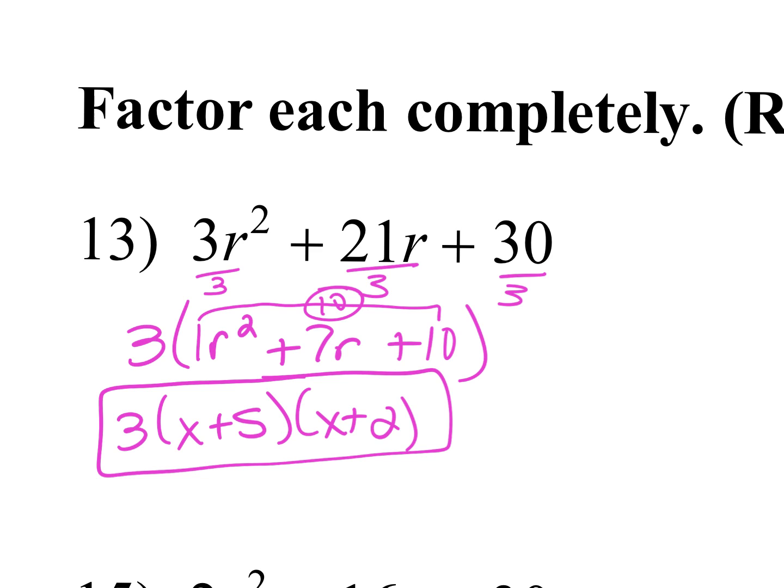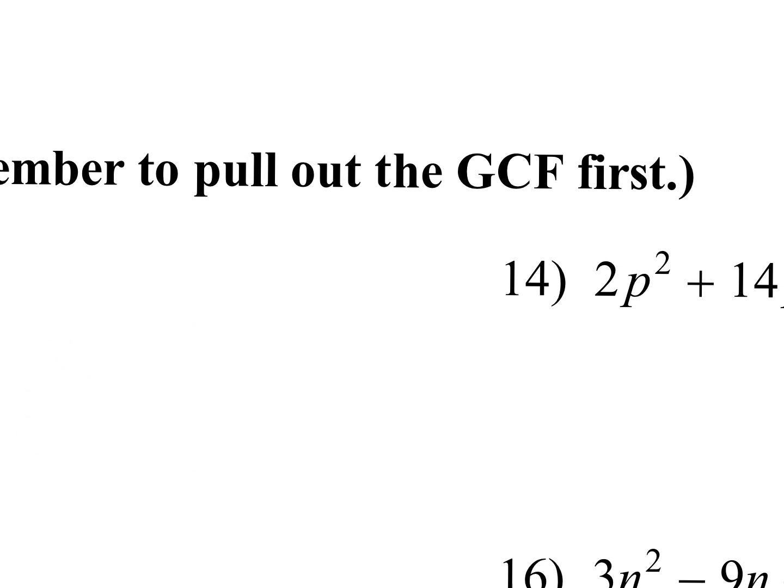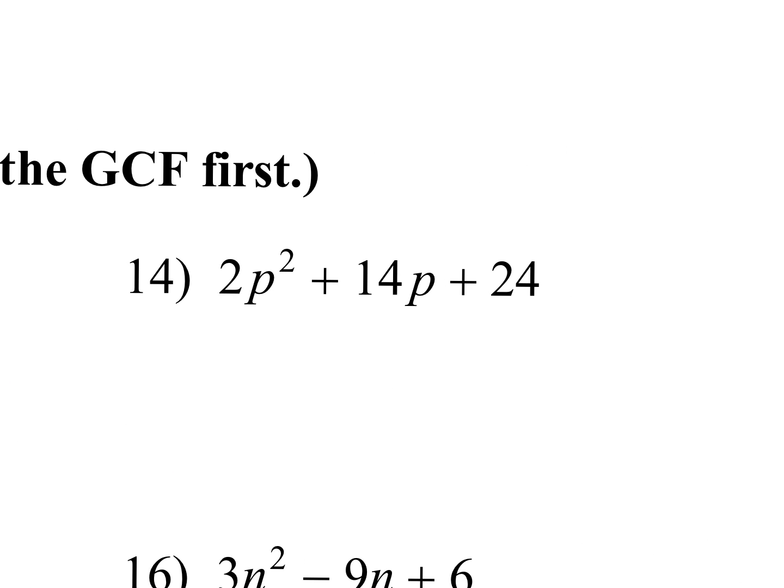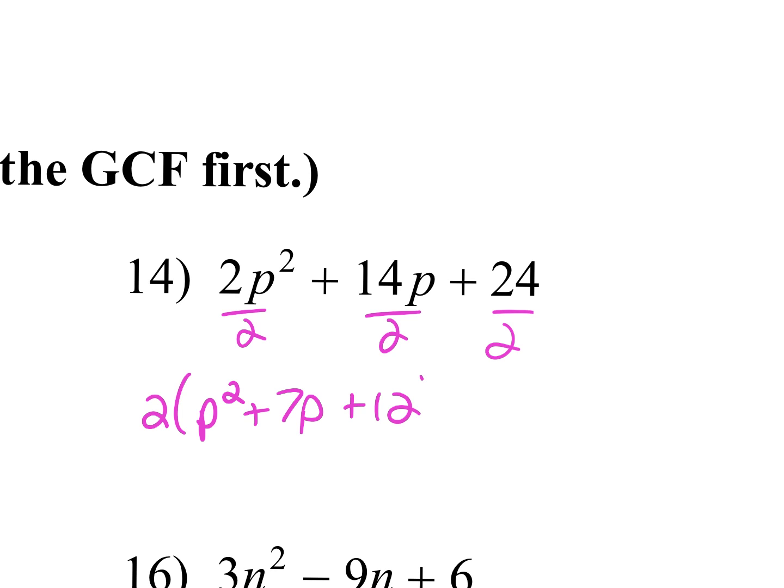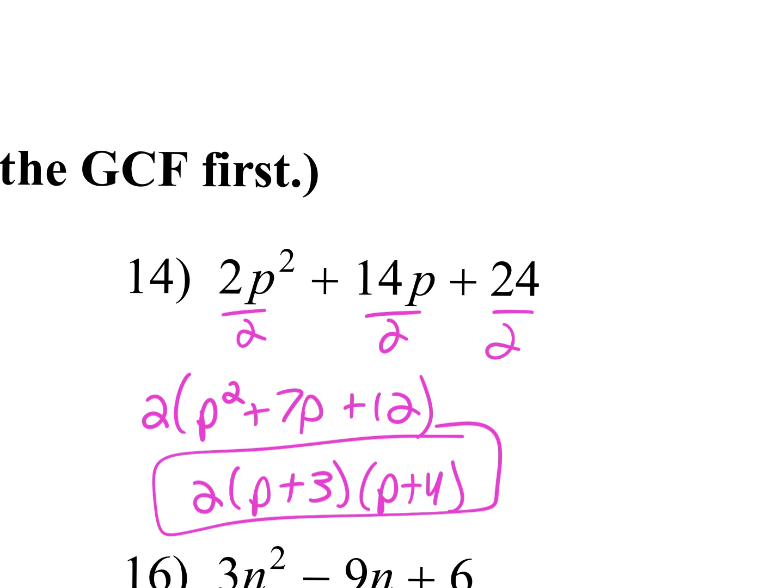You want to take everything out that you can. Always make it as simplified as possible. Same here. What can you take out of all 3? All right, let's take out a 2. Good. So I have 2 and then p squared plus 7p plus 12. Are there factors of 12 that can multiply to give me 12 but add to give me 7? 3 and 4. Both positive. Plus 3, plus 4. I knew that because I'm trying to get a positive 12 when I multiply and a positive 7 when I add, but also because all of the signs in your problem are positive.